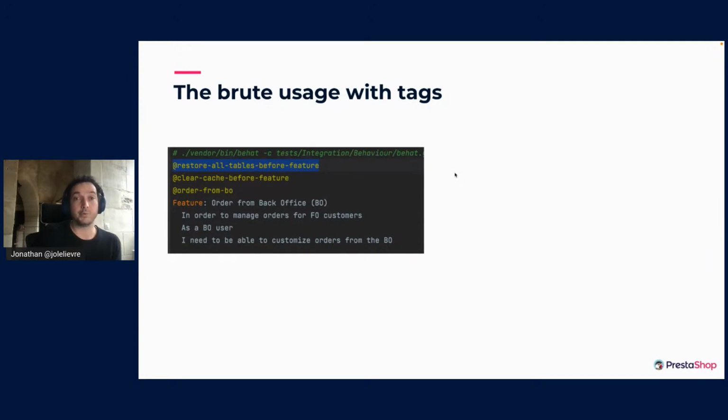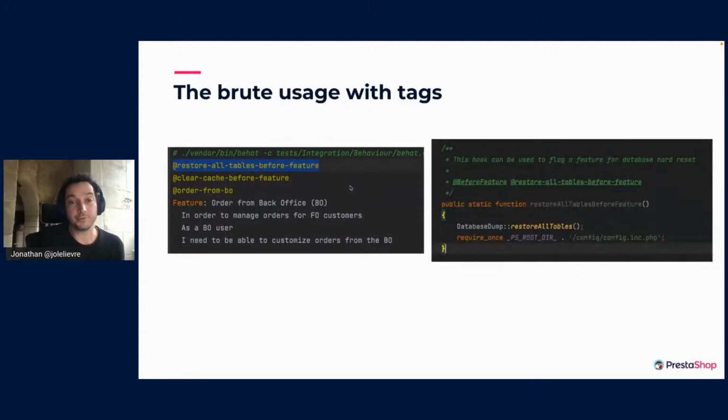But the first quick win that we could do was to introduce a new tag that would restore all tables using the system that I explained to you, which checks which tables were modified, so that it actually targets only the modifications and not all the database. Because previously we would need to restore the whole database. Now we only restore the tables that were modified. So this significantly reduced the duration of all the tests as well. And as you can see, you have here the matching function with this tag, which is usable for any feature.